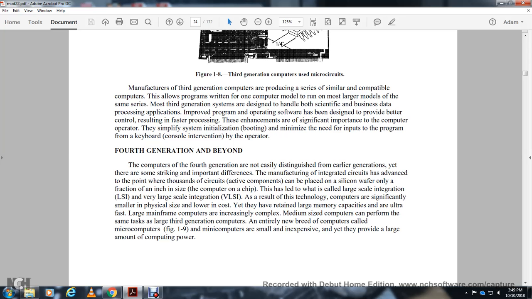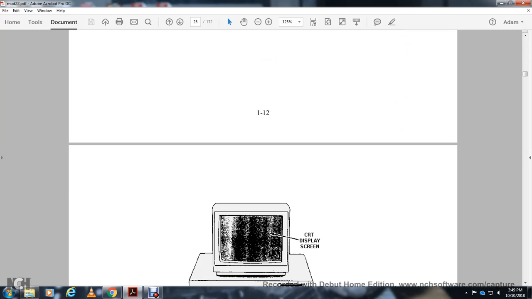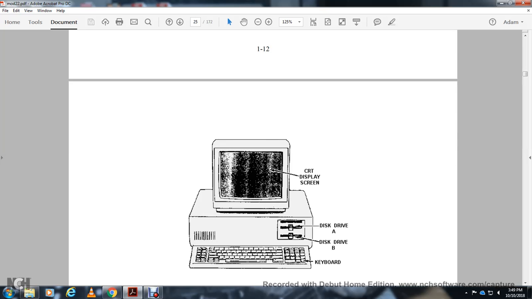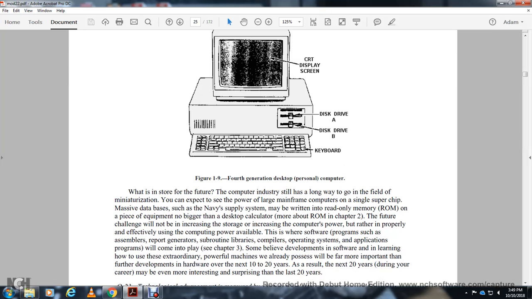Medium side of the computers can perform the same functions as the large third grade computer, for an entirely new breed of computers called microcomputers. Minicomputers are small and inexpensive, yet provide a large amount of computing power. Our cathode ray tube display, screen, disk A, disk B, keyboard. You saw them in the future of the computer industry.